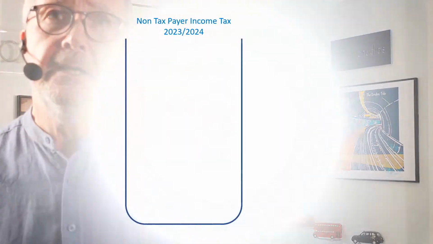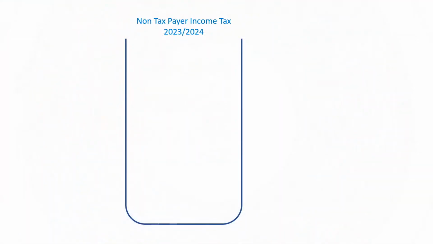I've got a non-taxpayer, a basic rate taxpayer, somebody with the marriage allowance, a higher rate taxpayer, and an additional rate taxpayer to share with you how this all works. So let's head over to some slides so we can see the numbers, and I'll take you through them. The first person is a non-taxpayer. It's an example of how we calculate it.